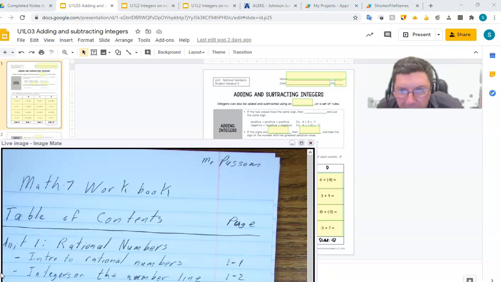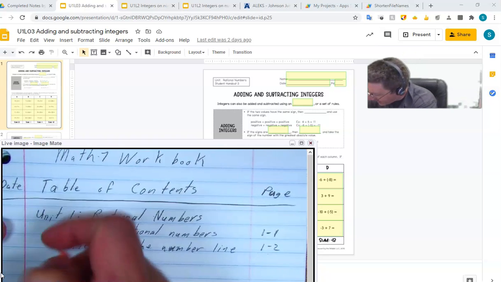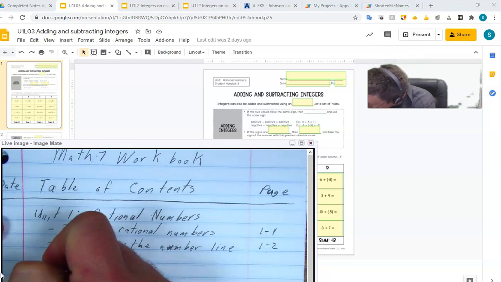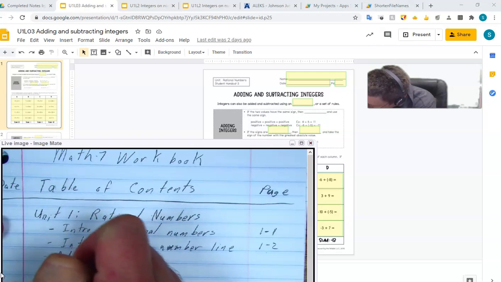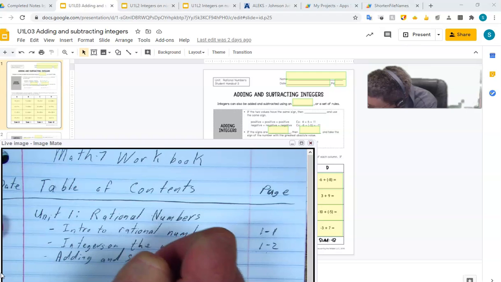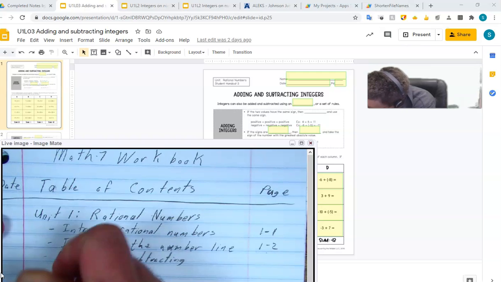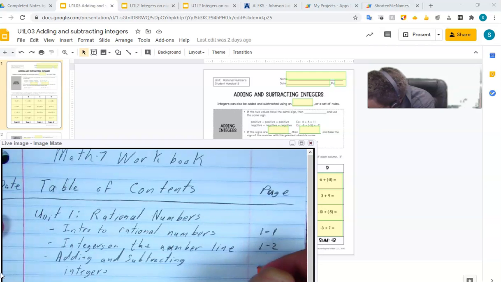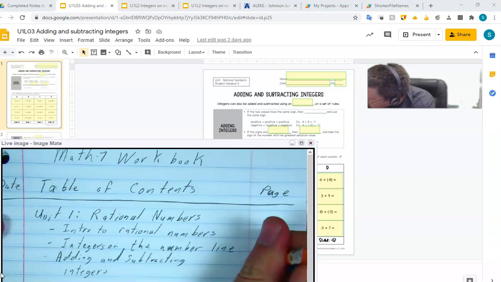Today we're going to be talking about adding and subtracting integers. So in your notebook, go ahead and write adding and subtracting integers. And it's going to be Unit 1, Lesson 3. So we're going to write 1-3.